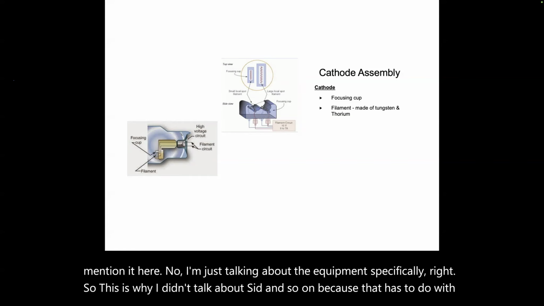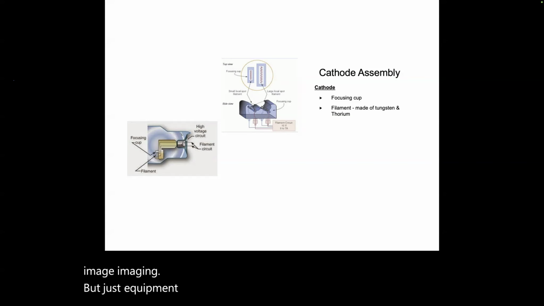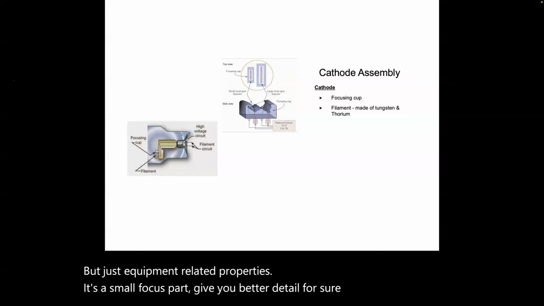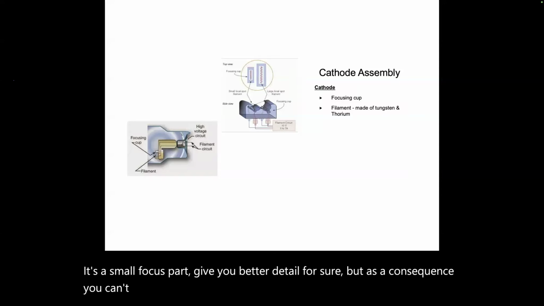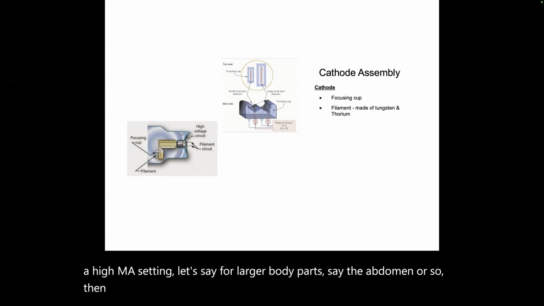This is why I didn't talk about SID and so on, because that has to do with imaging. But just equipment related properties, the small focal spot gives you better detail for sure. But as a consequence, you can't use high mA settings. And the reverse is true. So if we want to use a high mA setting, let's say for a larger body part, say the abdomen or so, then the larger filament is selected.